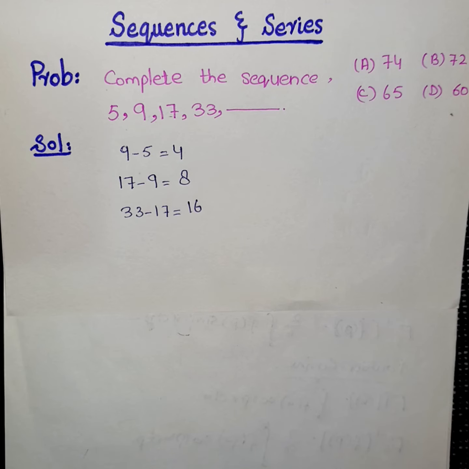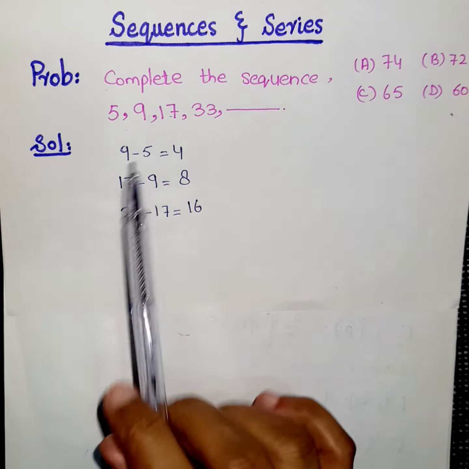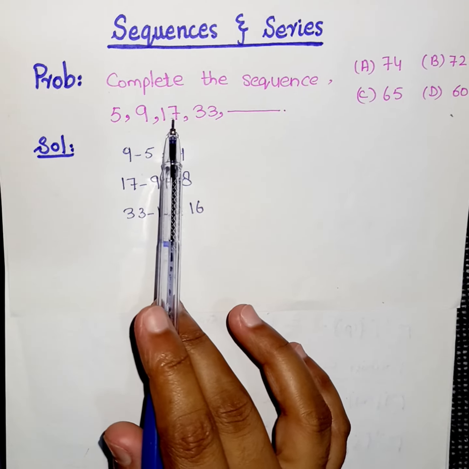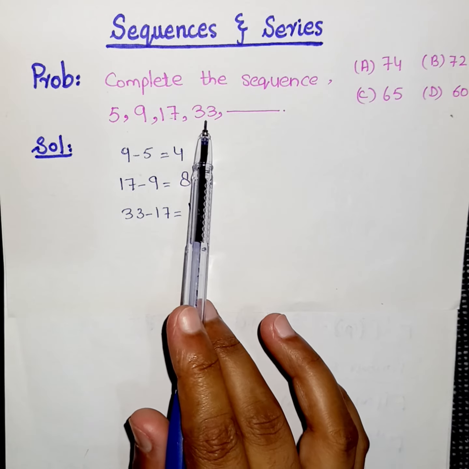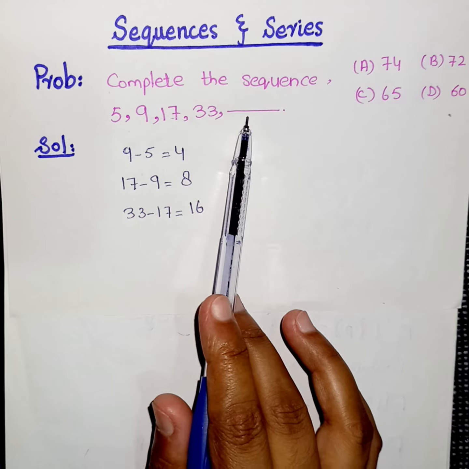Hello everyone, in today's lecture we will discuss a problem that is related to sequences and series, and the problem is: complete the sequence 5, 9, 17 and 33. Means we are given four terms of the sequence and we are asked to find the fifth one.